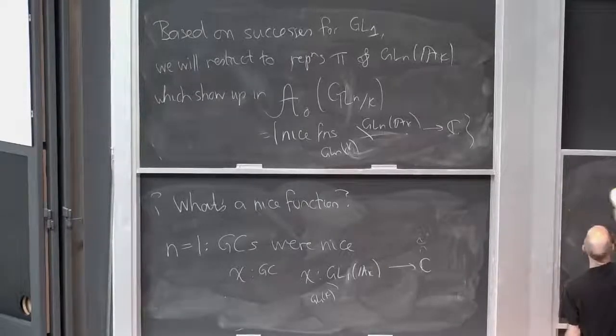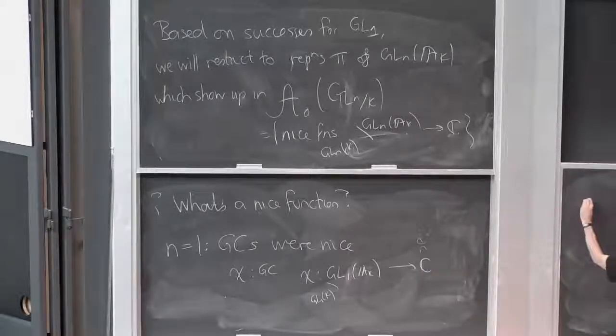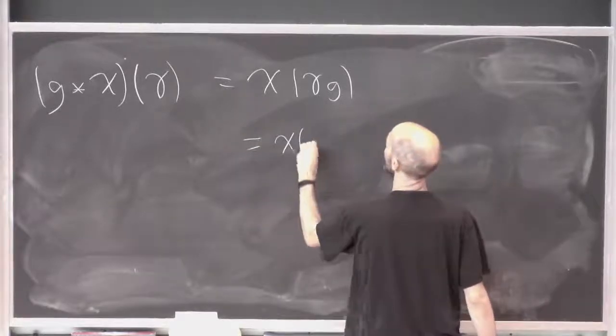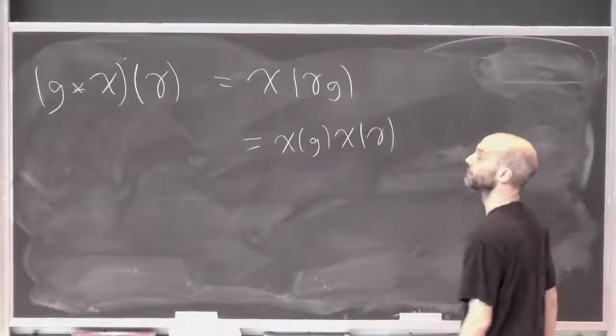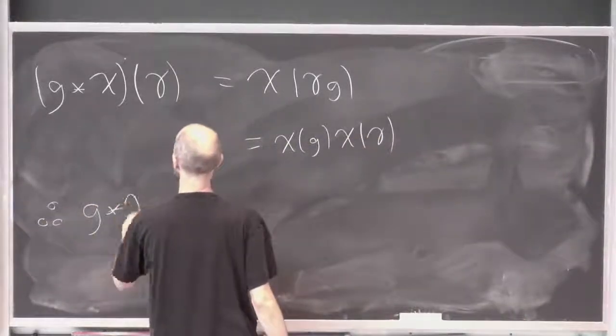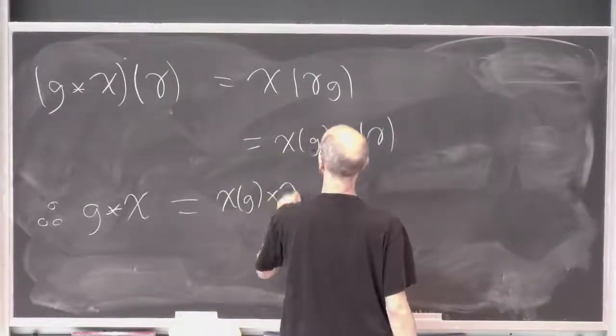This is going to work really well, isn't it? So let's say a Grössencharacter is nice. Then my Grössencharacter will give me some function here. Now let's just define g star chi of gamma. g star chi of gamma is by definition chi of gamma g. And that's by definition chi of g times chi of gamma, because it's a group homomorphism. And therefore g star chi equals chi of g times chi.